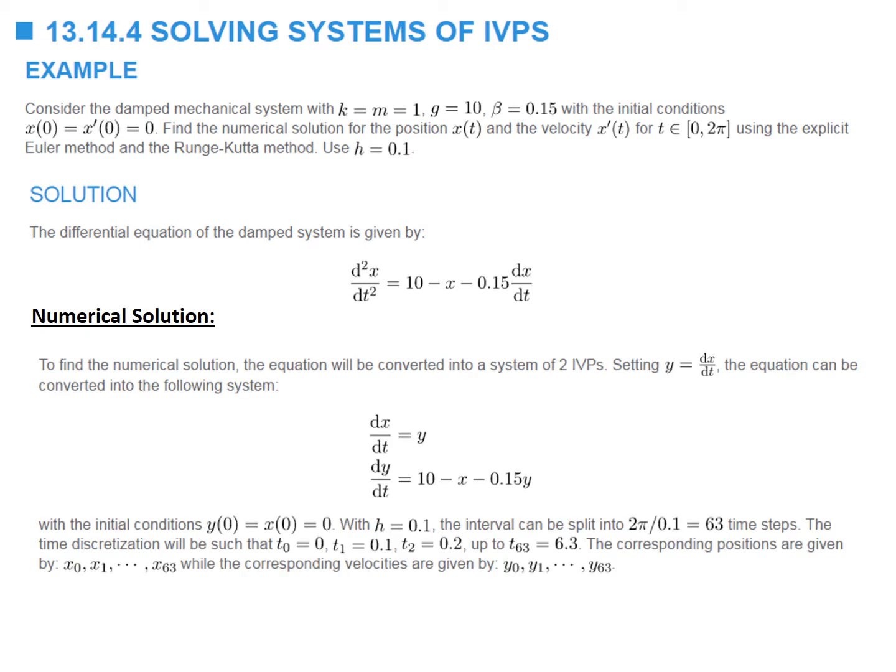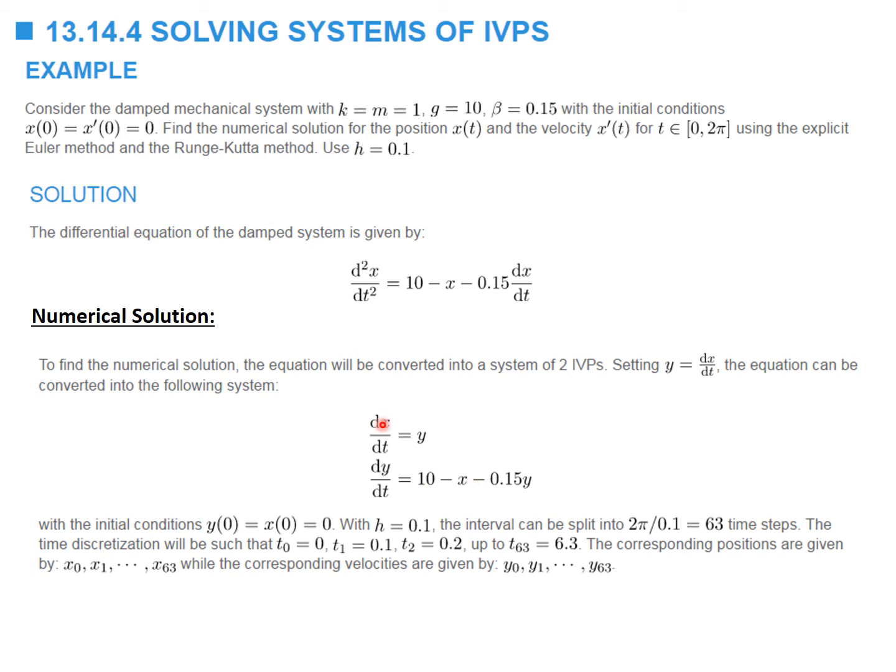All right, so for the numerical solution, as we mentioned, we're going to convert this into two differential equations, initial value problems. The first one sets dx by dt equal to y, and dy by dt equal to 10 minus x minus 0.15y, where y is the velocity. dx by dt is the velocity, and dy by dt is the acceleration, equal to this equation.